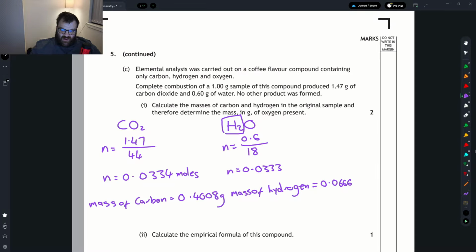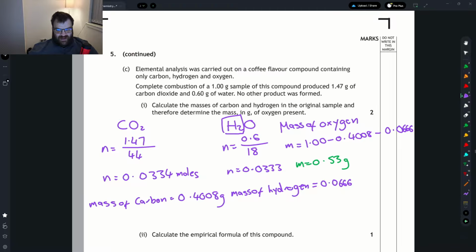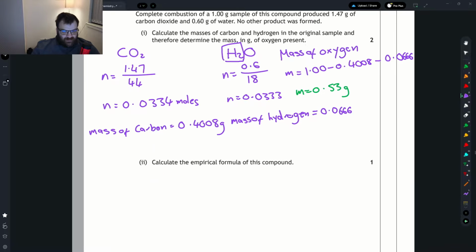If the total mass is 1 gram, then our mass of oxygen will equal our total mass, take away both the masses of the carbon and the hydrogen. That gives us 0.53 grams of oxygen. Next up, we need to look for the moles of each of the chemicals.